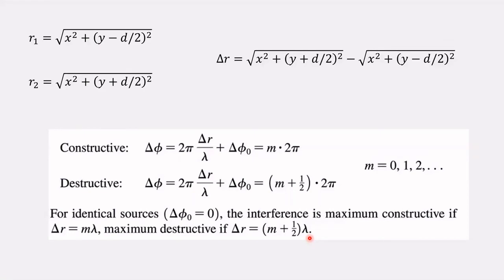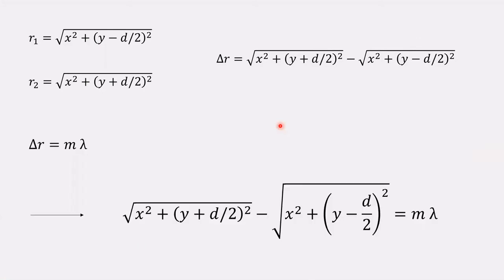Most of the problems we're looking at involve identical sources. So you probably are going to use this condition more than you'll use this one. Okay, so if we assume identical sources, then we would set the path length difference equal to an integer multiple of the wavelength. That's the condition for max constructive interference, and that gives me this equation.